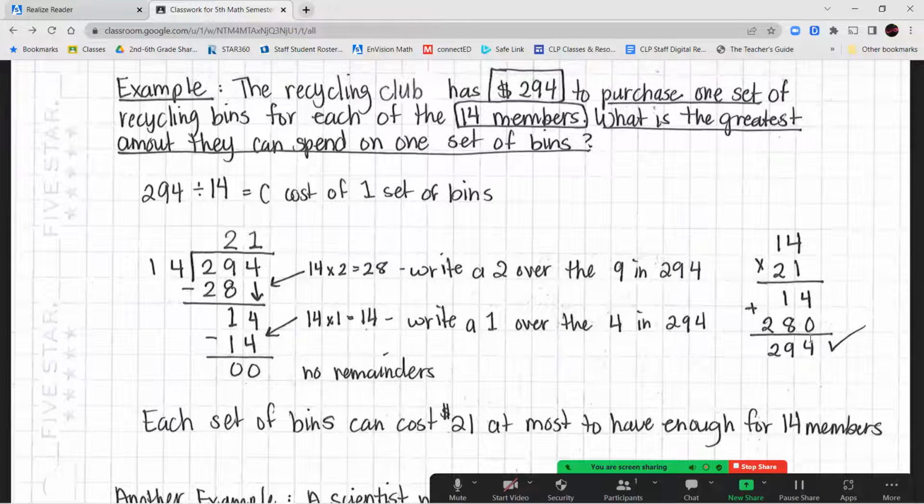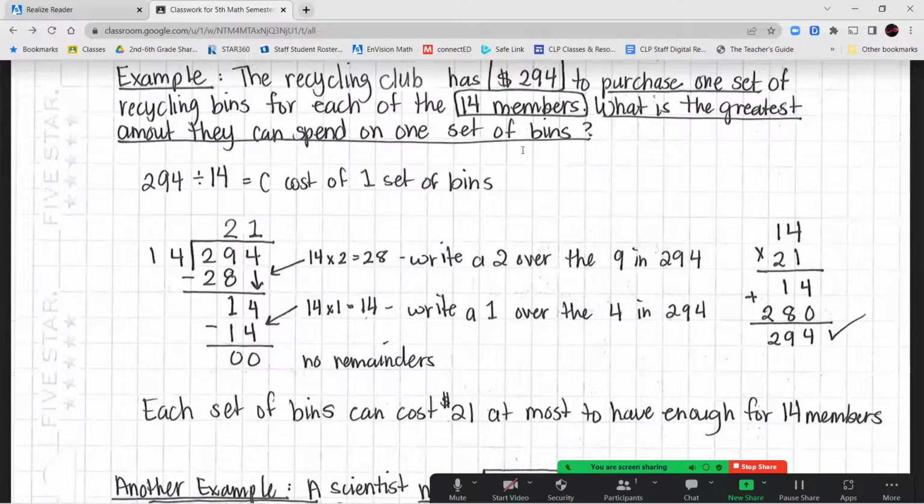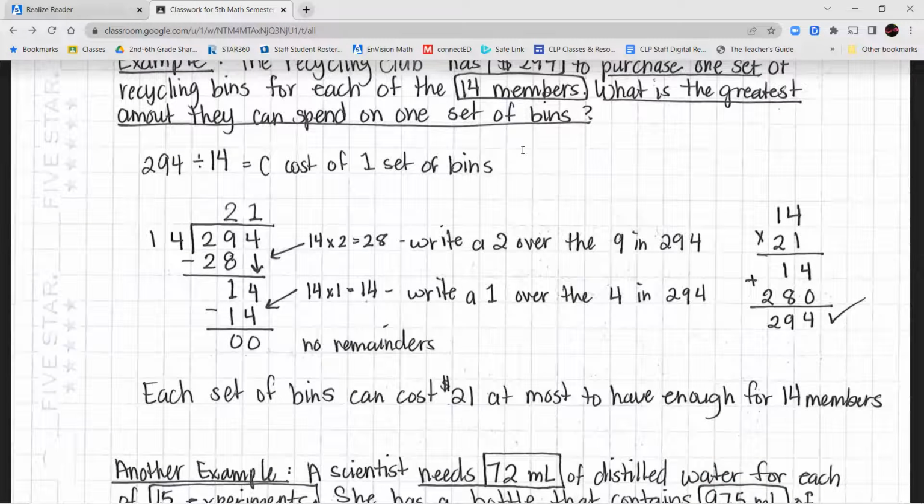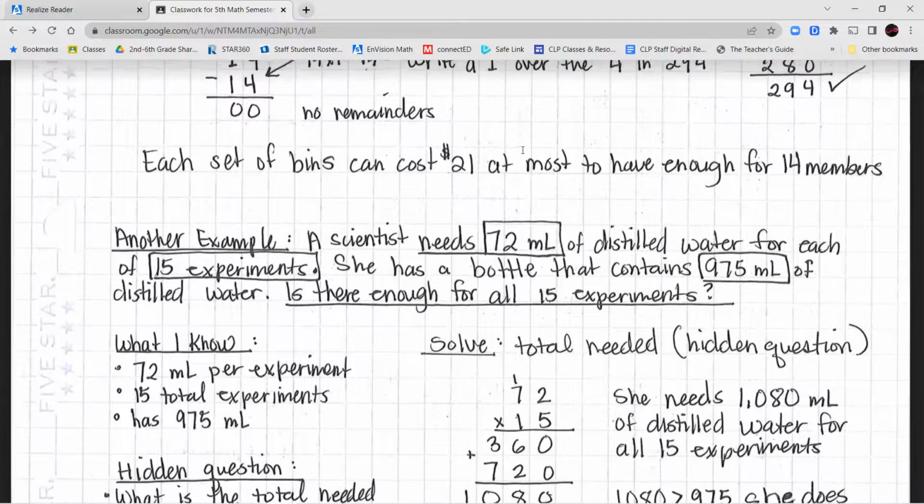Now, just to make sure, we're going to do the inverse operation and multiply. We're going to do 14 times 21. So we find our partial products and we add them together, and we did get back to 294, which is the original amount of money mentioned in the problem. So by doing the inverse operation, we check to make sure that we did our work correctly. So each set of bins can cost at most $21 so that they can purchase enough for all 14 of their members.